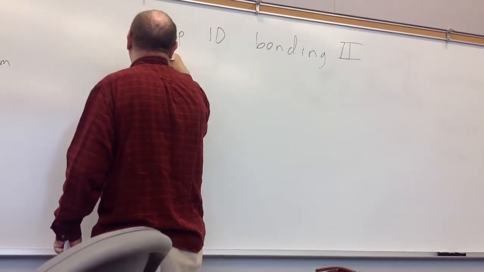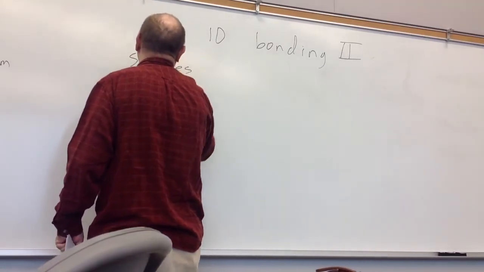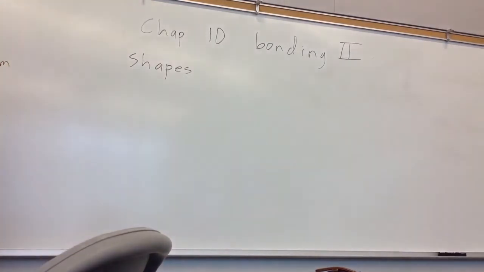Shapes of molecules. Lewis dot structures don't directly tell us the shapes of molecules. But if we look at the Lewis dot structures and apply an additional theory, we'll be able to figure out the shapes of molecules. Do the shapes of molecules matter at all?